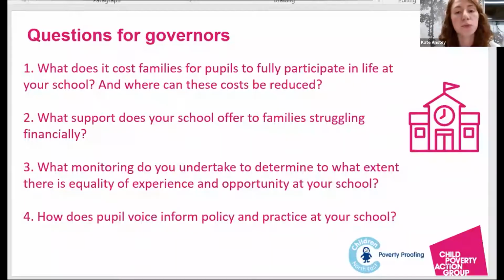A lot of the things we're talking about are cost neutral or just about doing things in a different way. But where can you reduce some of those costs and just make things easier for those families that might be struggling? The second point is, what support does your school offer to families that are struggling?